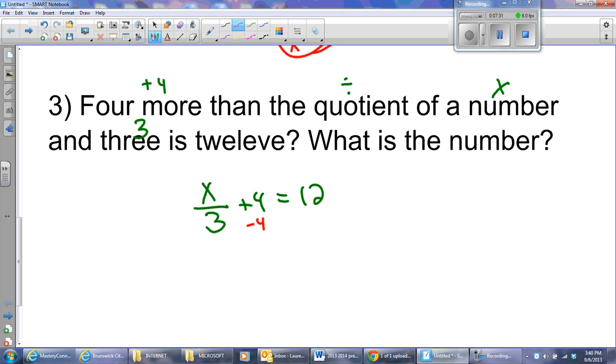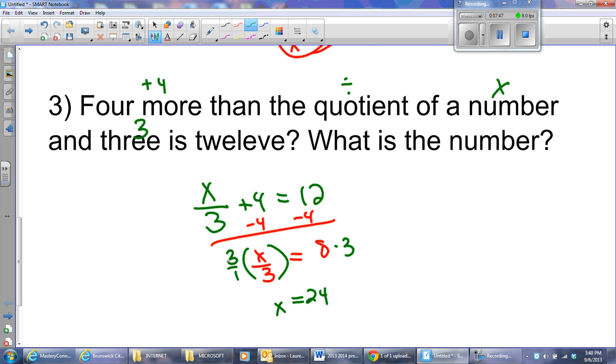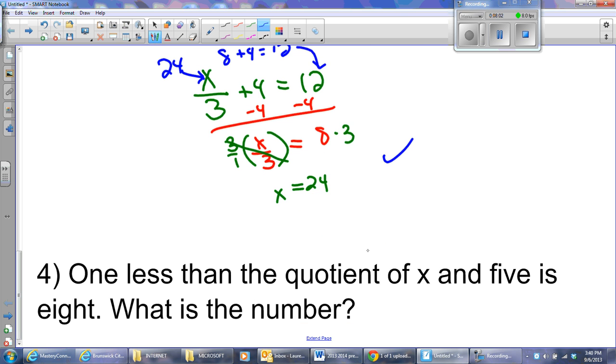So I'm going to subtract 4 to solve this. We get x over 3. That's going to equal 8. I've got a fraction there. Don't panic. Undo your fraction by multiplying. X is going to equal 24. Now, if you wanted to check it, you could put 24 right here. 24 divided by 3 is 8. 8 plus 4, sure enough, it's 12. And look at that, there's a 12 right there. So it does check.